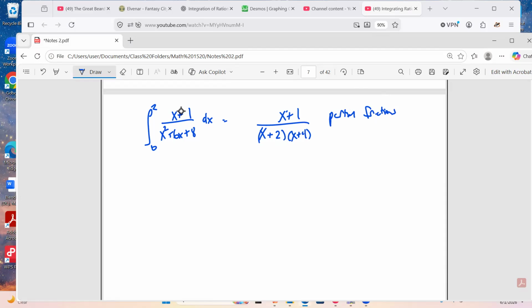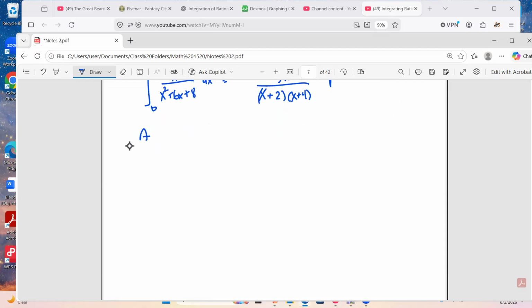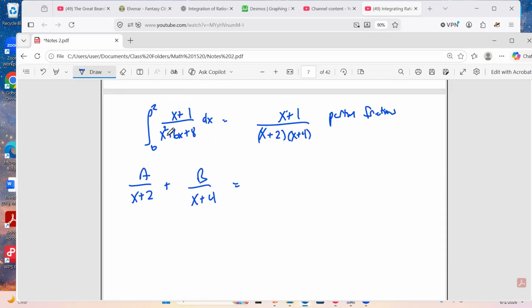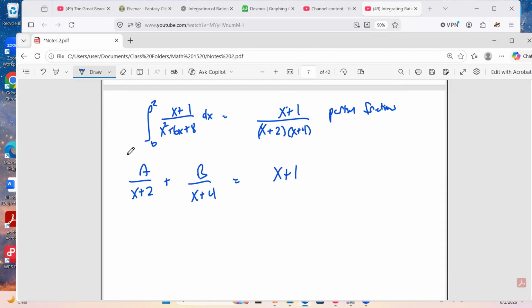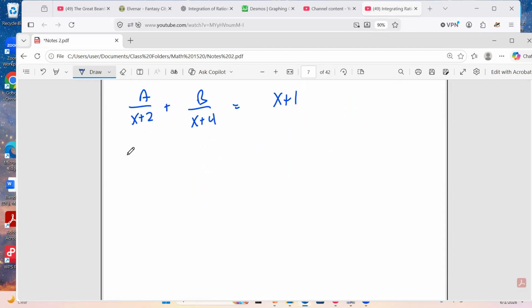So we're going to say this is equal to A over (x + 2) plus B over (x + 4), and this is equal to x + 1. That's what I have on the top. I'm going to use the cover method on this one. If you chose to use the equating coefficients method, it's not going to be too bad because you end up with a 2 by 2, and that's about the easiest thing you can solve. But let's go ahead and multiply everybody by our denominator first.